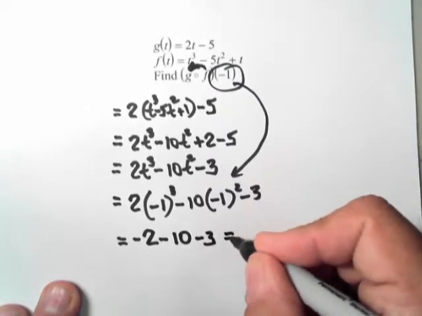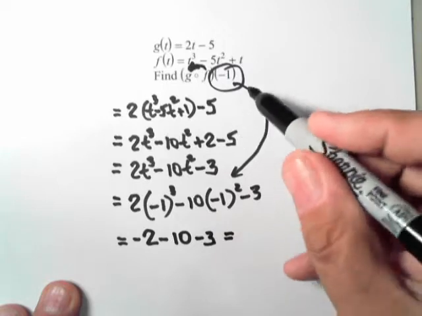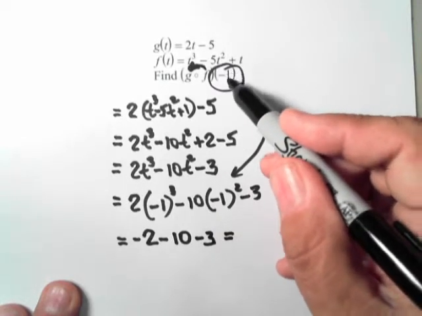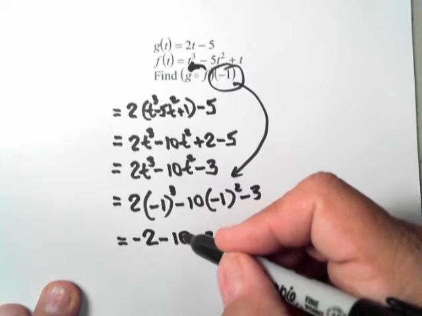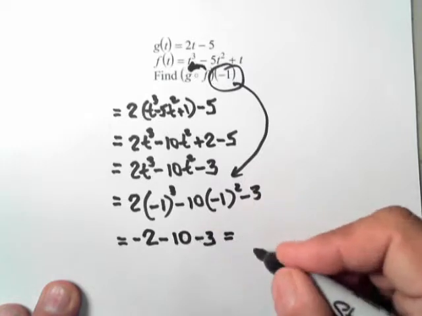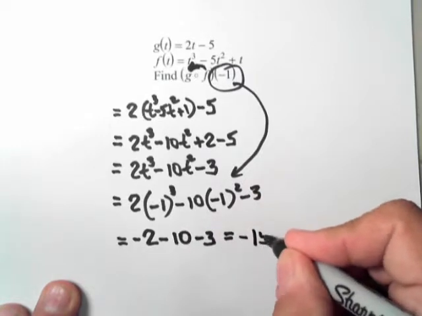So what's the final value here, assuming that we want to find it for negative 1? We got negative 2 and negative 10. That's negative 12. 3 more. Looks like it's negative 15.